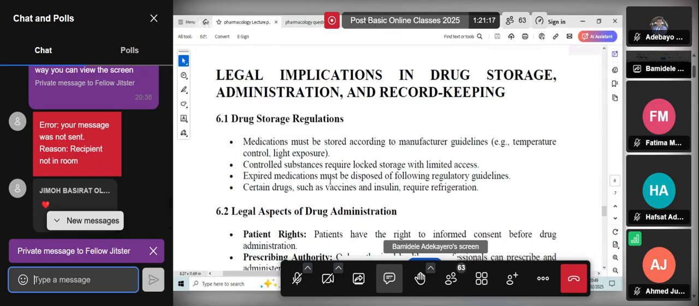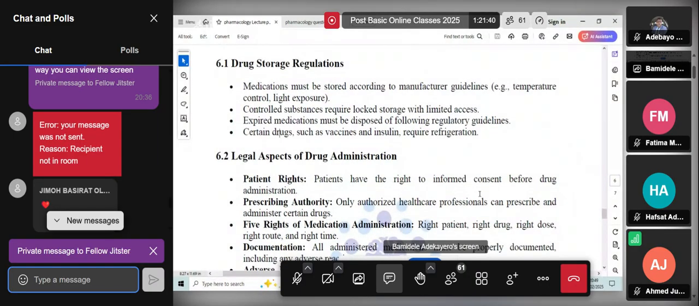Should be locked. Expired medication should be destroyed because people can make mistakes. If you keep expired medications, people can make mistakes and administer them. Like I said, certain drugs like vaccines and insulin require refrigeration.